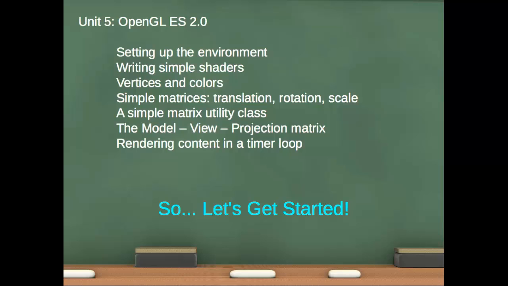The model view projection matrix, we'll talk about that and how we apply it to our shaders. And then we'll talk finally about rendering content in a timer loop. It's very simple to do this. We set up a timer as a scheduled timer, and then we call the render function in our application over and over and over again. So that's it. That's what we're going to talk about. So with that information, let's get started.